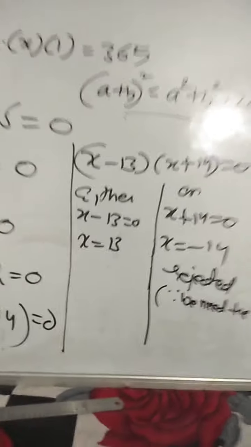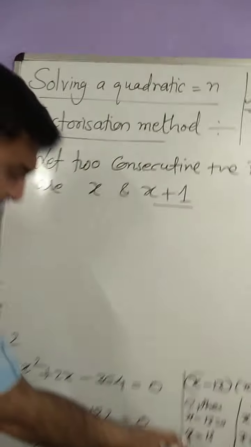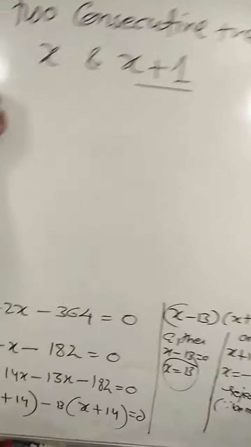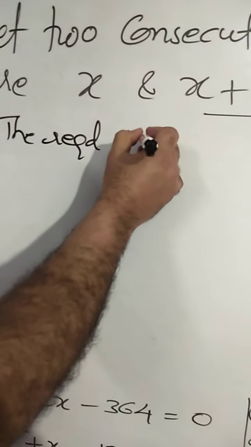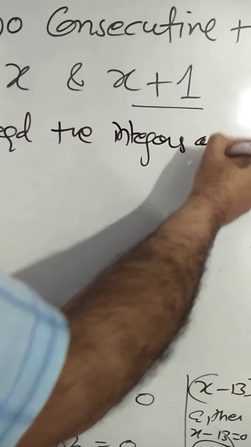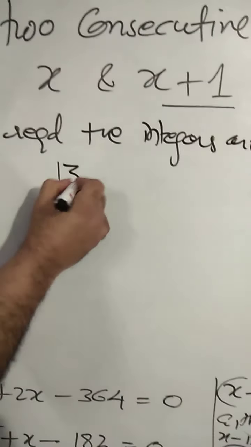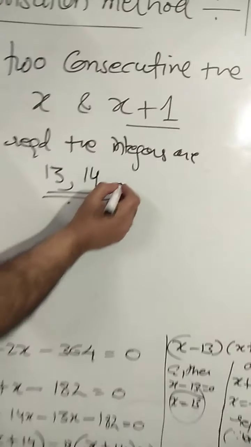So now the final answer, what were the two positive integers? x and x plus 1. What is the value of x? It is 13. So therefore the required positive integers are x and x plus 1. What is x? 13. And what is 13 plus 1? That is 14. So this is the answer.